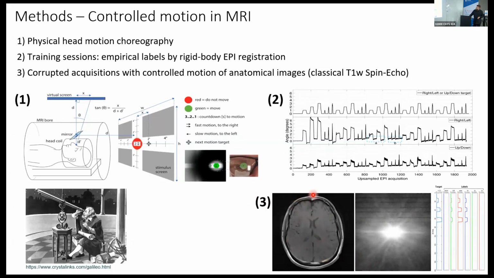You can see an example here with the representative motion artifacts, these typical ringing artifacts that we obtain, and the corresponding K-space magnitude here. Please observe these dark bands in K-space, and you can see they correspond to the motion onset, and the timing matches the EPI, so the empirical labels we have here.